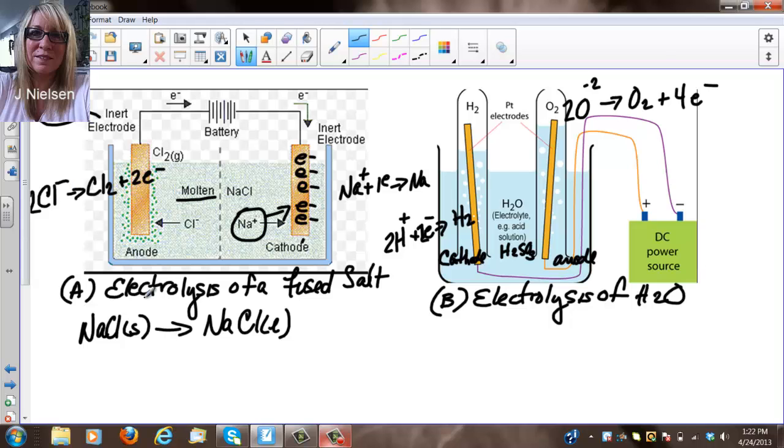So the electroplating is really important. Electrolysis, understanding how it works: the cathode is always negative and the anode is positive in an electrolytic cell. So positive ions are attracted to the negative electrode where reduction takes place, and negative ions are attracted to the positive electrode where oxidation takes place.